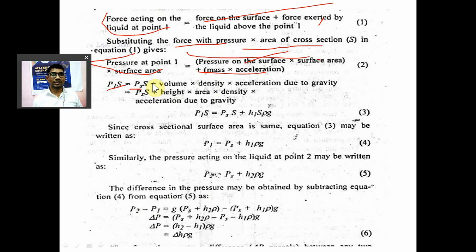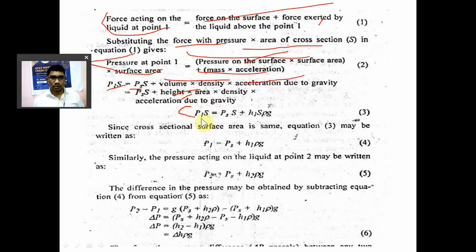तो मास इज इक्वल टू क्या होगा आपको? मास इज इक्वल टू डेंसिटी इंटू वॉल्यूम. सो वॉल्यूम इंटू डेंसिटी, ये मास के लिए ऐड किया है. एक्सेलरेशन इज नथिंग बट द एक्सेलरेशन ड्यू टू ग्रेविटी डिनोटेड बाय g. सो वॉल्यूम इज इक्वल टू हाइट इंटू एरिया. वॉल्यूम का फॉर्मूला होता है हाइट इंटू एरिया. सो हाइट इंटू एरिया इंटू डेंसिटी इंटू एक्सेलरेशन ड्यू टू ग्रेविटी.